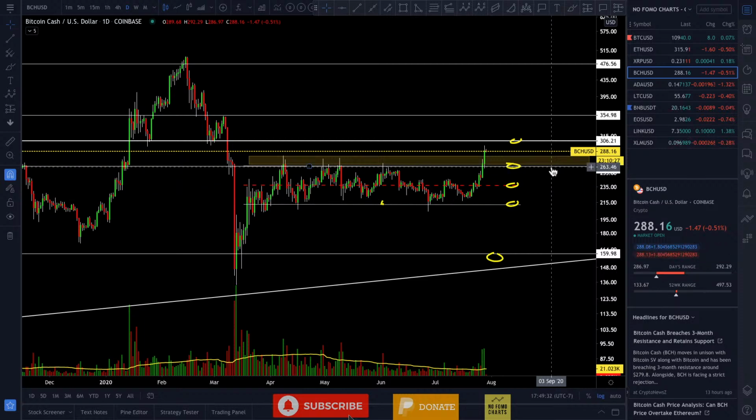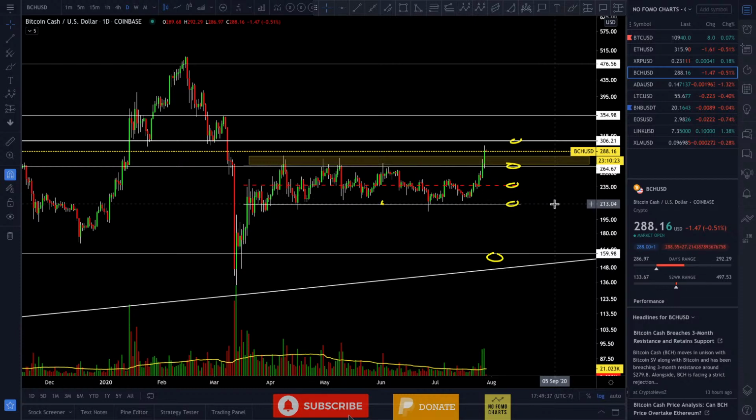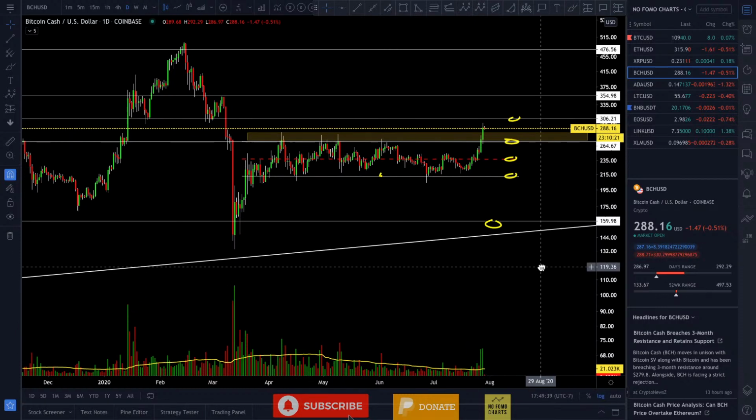Get support to the downside, 263.46. Support 234.02. 213.04.